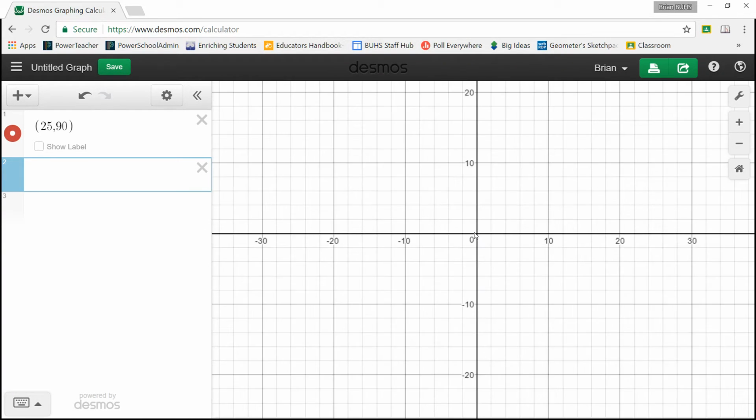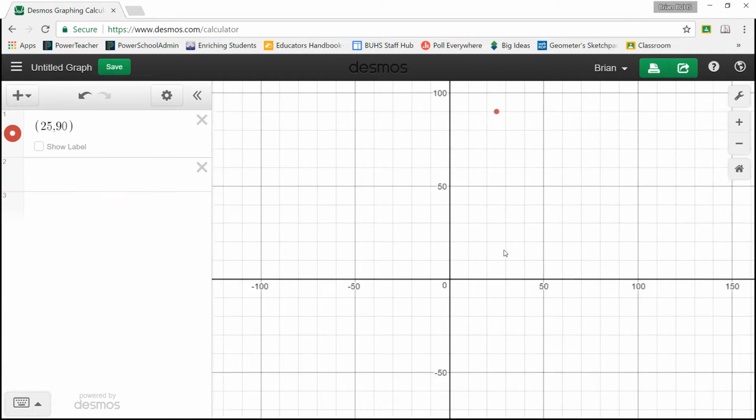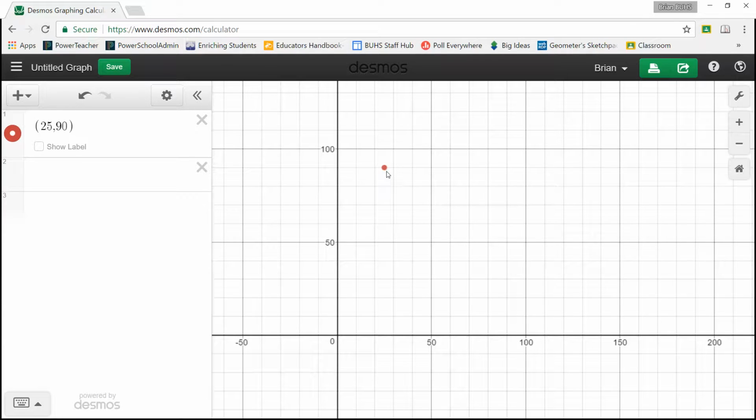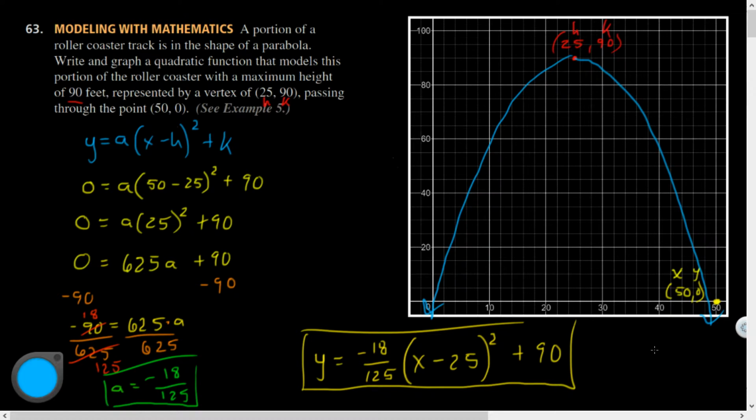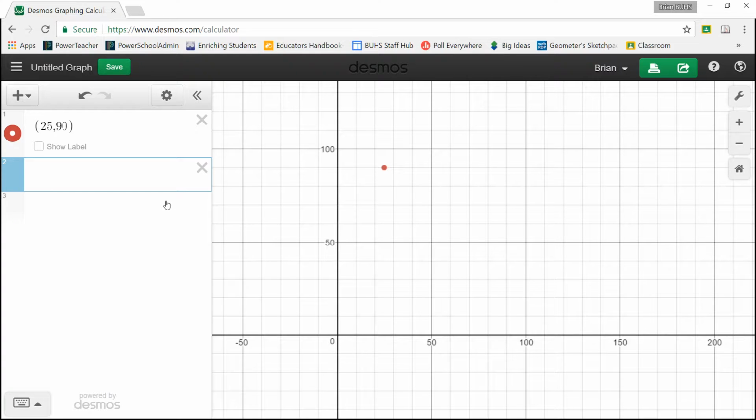Oh, I got to zoom out, right? There it is. Yeah, that's what it's supposed to be. And then let's see, 50, 0 was another point. So 50 comma 0. Well, it needs me to put it in parentheses. Right, okay, so there we go.